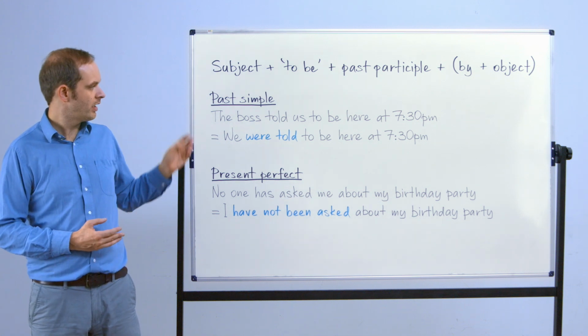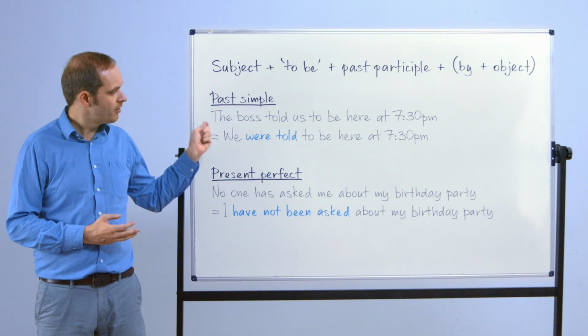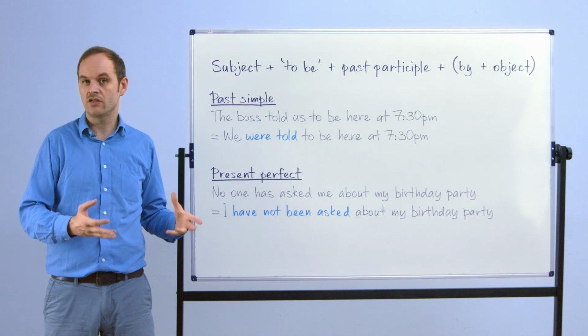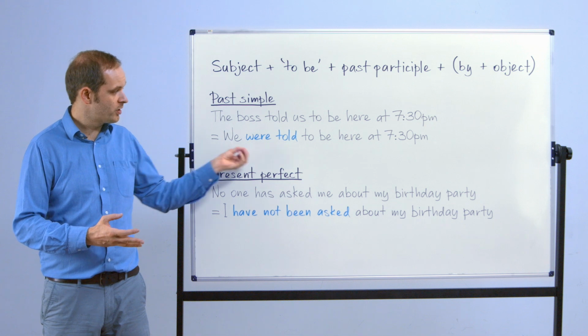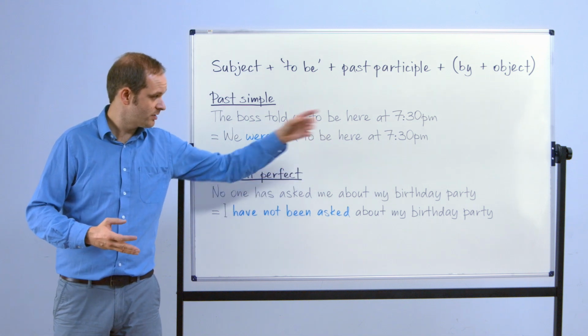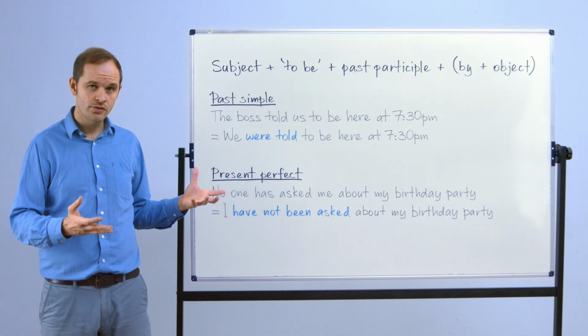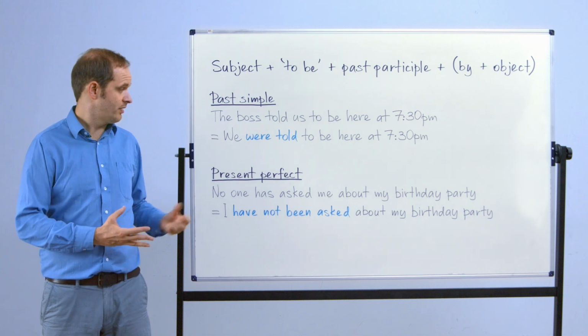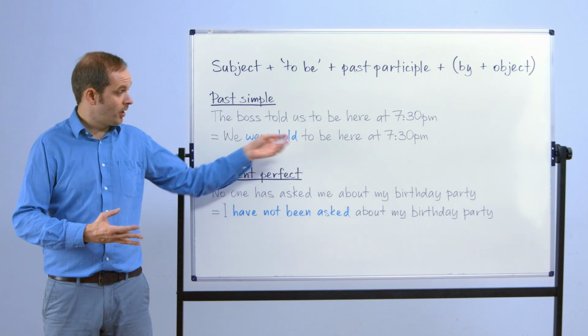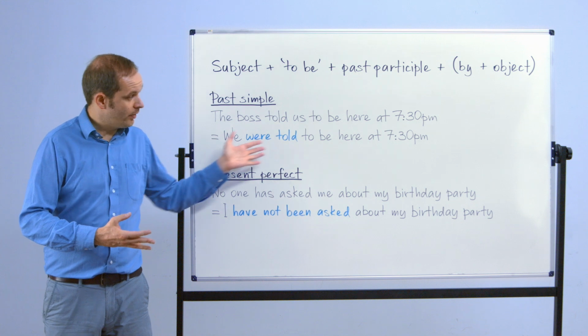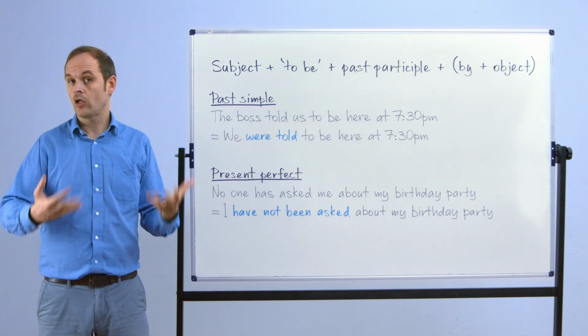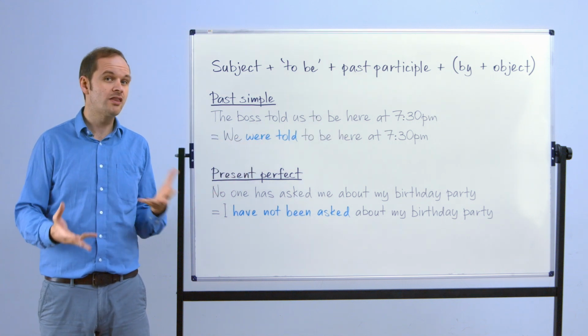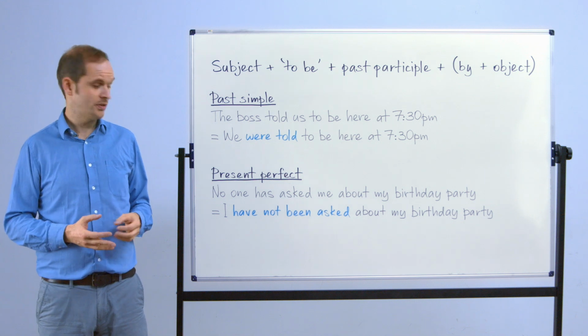For example, here we've got an active sentence. The boss told us to be here at 7:30 p.m. We were told to be here at 7:30 p.m. So this time, in the past passive, we've got was or were, plus the third form of the verb. Now again, in this sentence, we've not included who told us, because either it's known or not important.